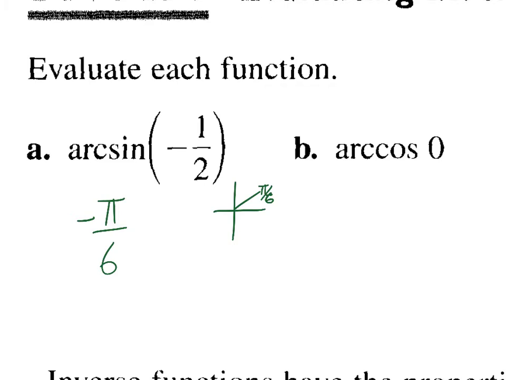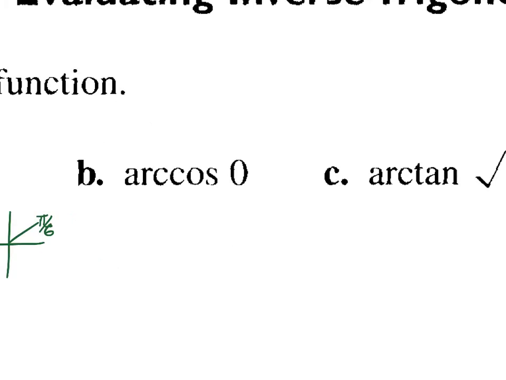-pi/6. Alright, so what's the arc cosine of 0? I know it's got to be between what and what? If it's arc cosine, 0 to pi. 0 to pi, okay? The range is 0 to pi. So where is arc cosine equal to 0? Pi/2. Okay? Pi/2.